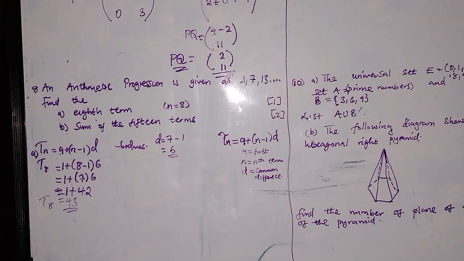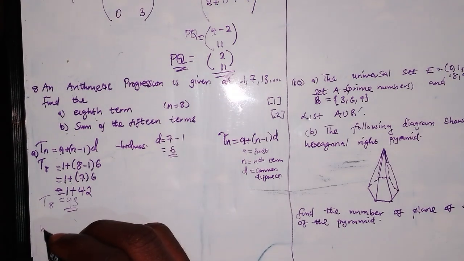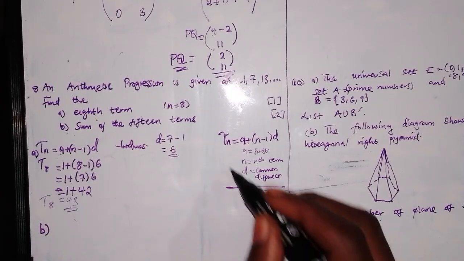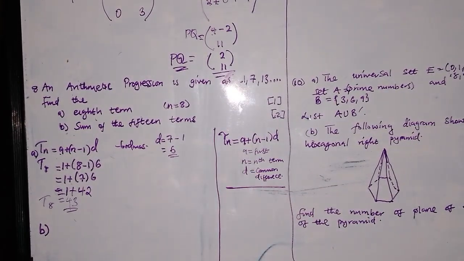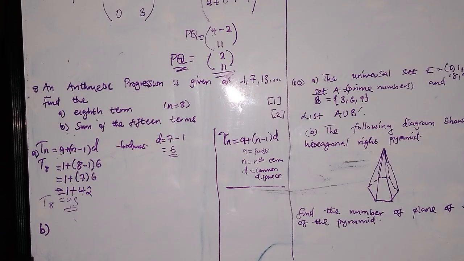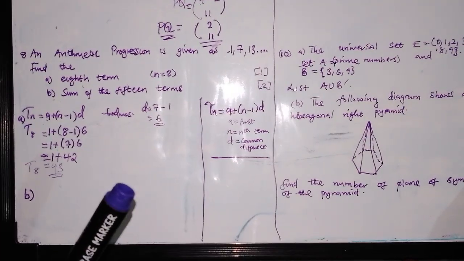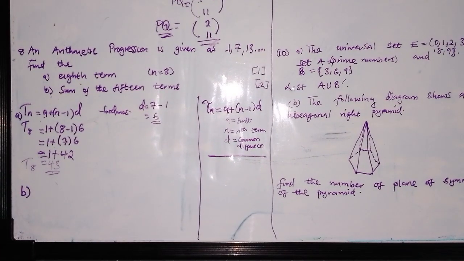Now moving on to our B part. So our B part is requiring us to do what? To calculate now the sum. So the sum of the 15th term. So again, I'm telling you the formula for the sum of the AP, you need to know it, you need to remember it, you need to understand it, because they won't give it to you in your paper 1 when you are writing.